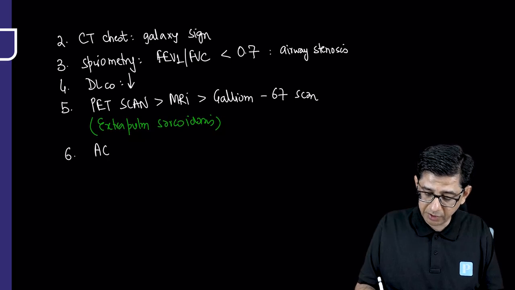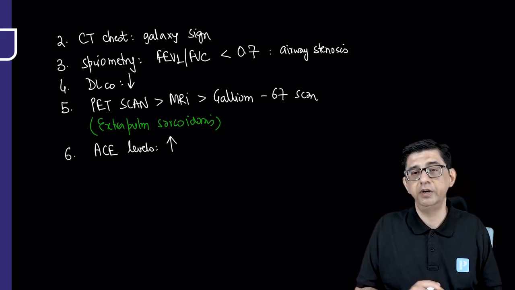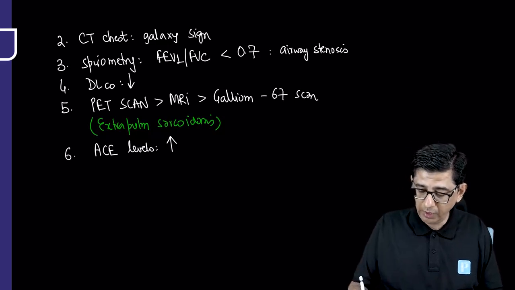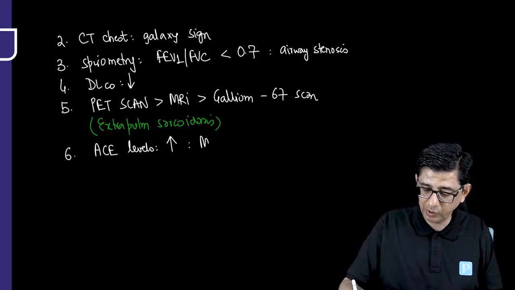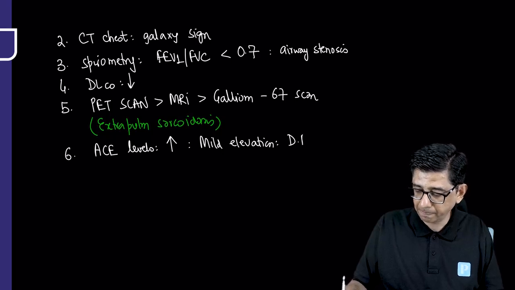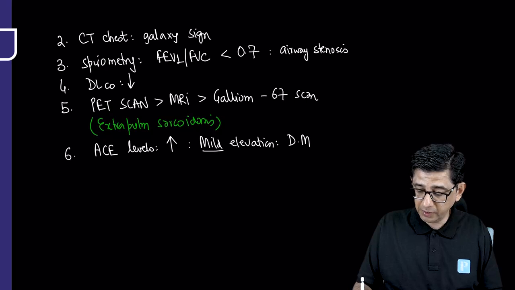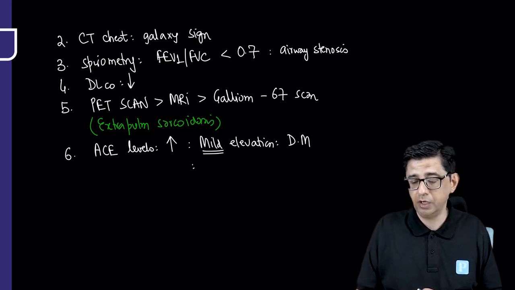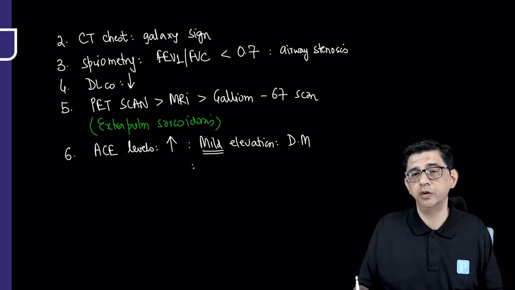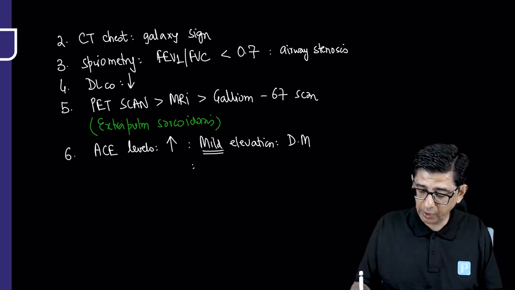Then a very interesting test that can be described in MCQs is ACE levels. The reason why the ACE levels are elevated in these patients is because of the parenchymal damage to the lung. Well, ACE levels are not very specific for diagnosis of sarcoidosis, because mild elevation of ACE levels can be seen even with diabetes mellitus. So it's not a very specific test. Mild elevations can be seen even with diabetes mellitus. Up to more than 50% elevation above the upper limit can be seen with respect to SGLT.